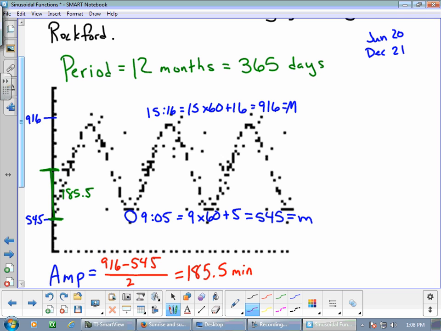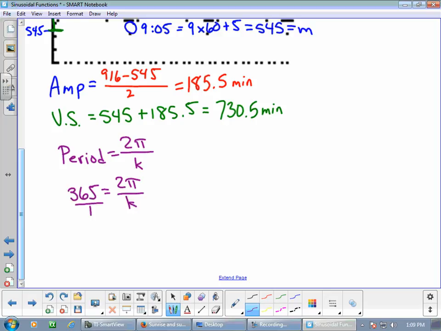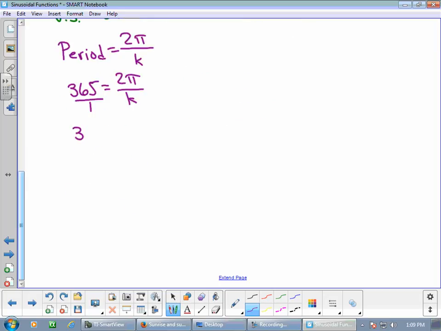365, right? We want t in terms of days. So 365 equals 2 pi over k. You want to cross multiply? 365 over 1. So 365k equals 2 pi. So k equals, this looks really gross, 2 pi over 365.